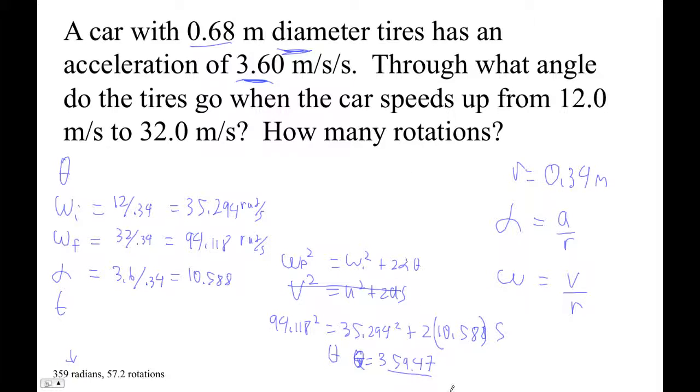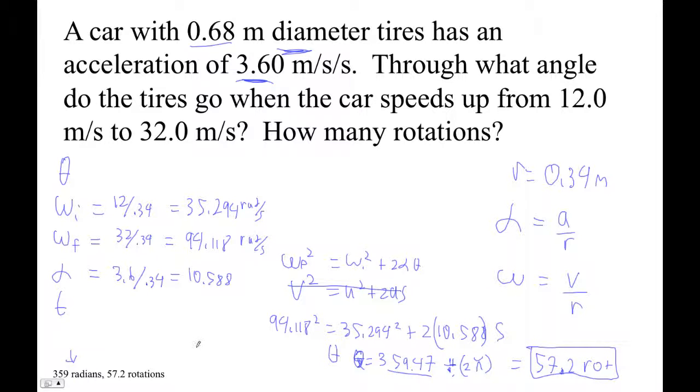And then we want rotations. So just divide by 2 pi. Divide by 2, divide by pi. 57.2 radians. What am I saying? 57.2 rotations. We get a little loopy here. All right. That's great. This was a lot of conversions.